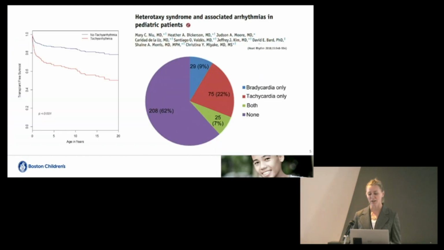So let's look at the arrhythmias that we anticipate or know can exist in this group of patients overall. This is a single report from Texas Children's that was published in 2018 with their single center data of patients with heterotaxy. And you can see that a substantial portion of patients do have either bradycardia that's clinically relevant or tachycardia, and some also have both.